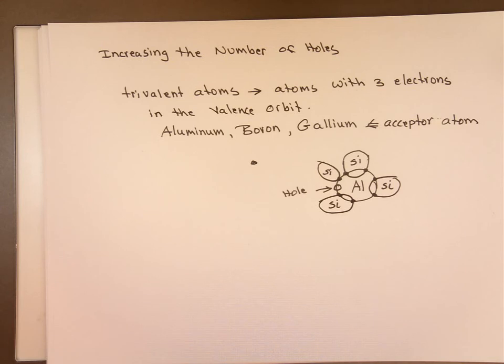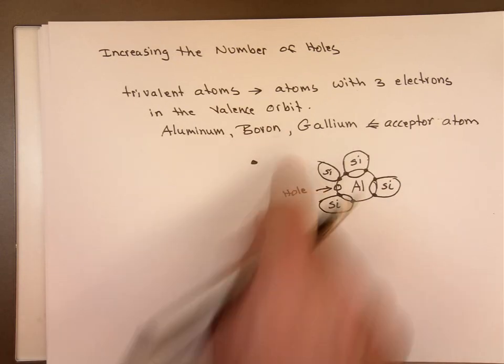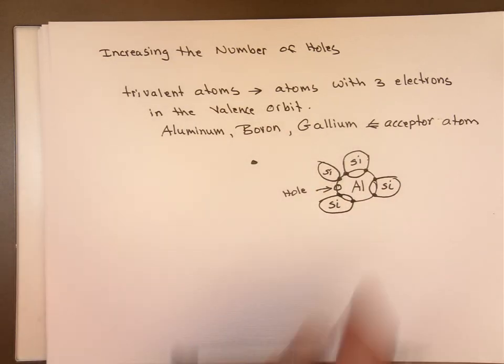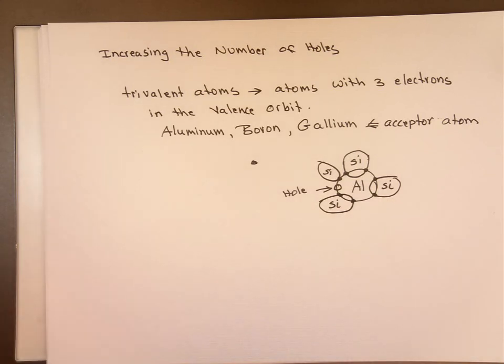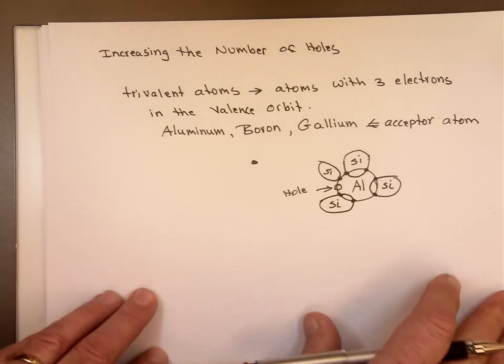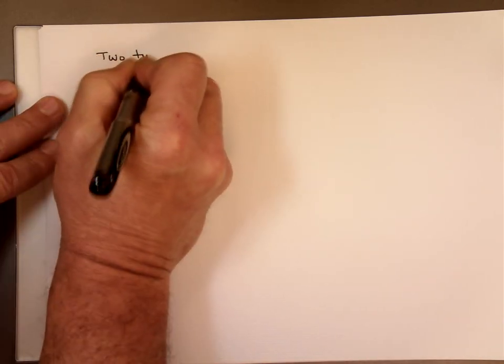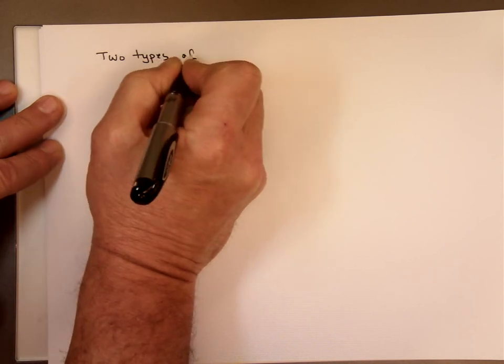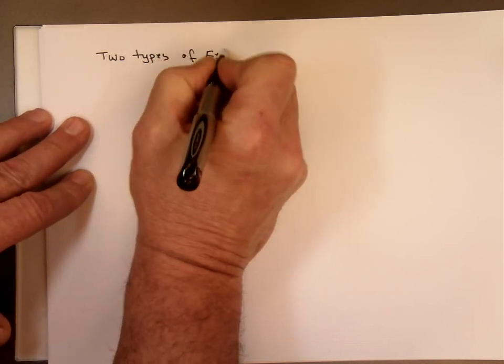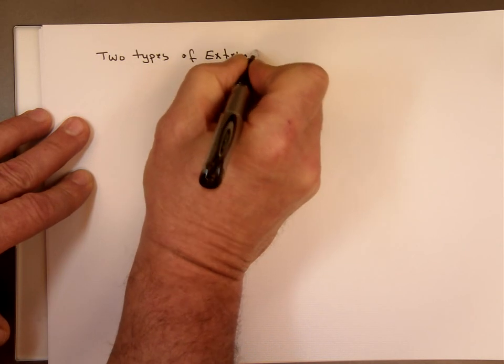So now, what happens here? When you mix this material, you can either have a lot of negative charges on the inside, or you can have positive charges on the inside. And that tells us we can have 2 types of extrinsic semiconductors. What are the 2 types? We have actually 2 types of extrinsic semiconductors.